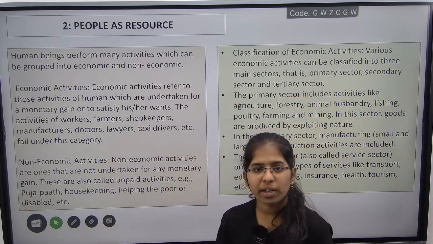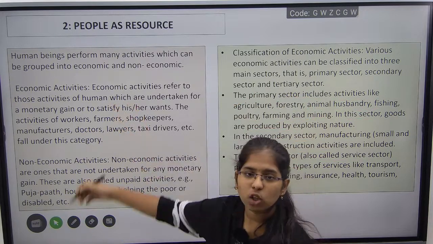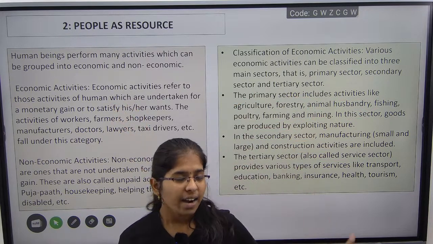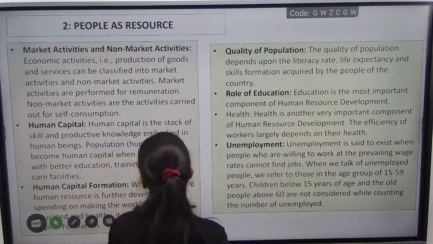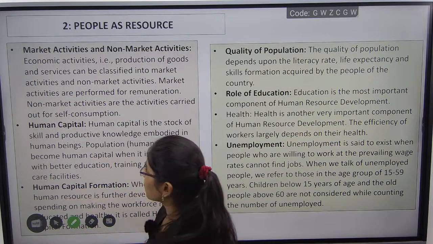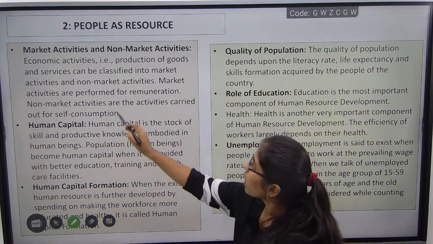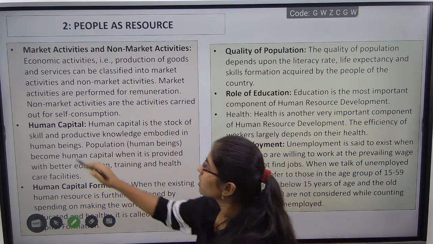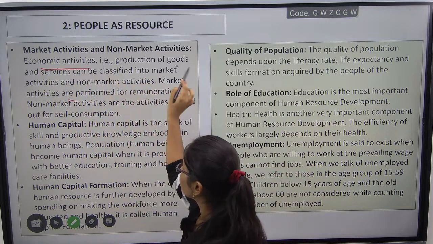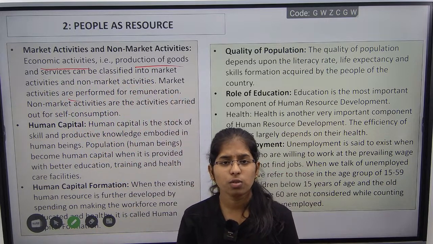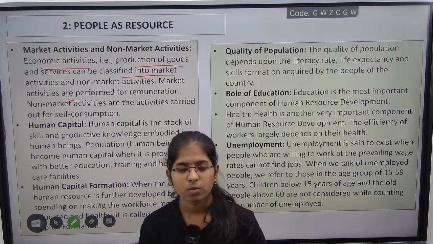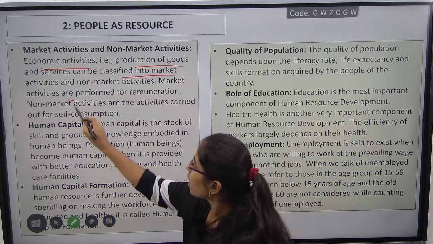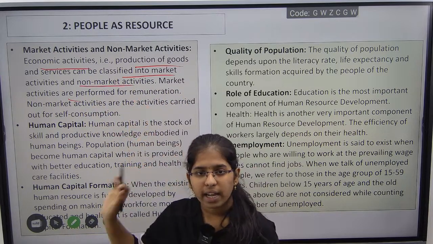We discussed that human activities have been classified into economic activities and non-economic activities, and the classification of economic activities also we discussed. And we are going to the next. Market activities and non-market activities. Economic activities, that is your production of goods and services, have been classified into two heads: one is market activities and another is non-market activities.